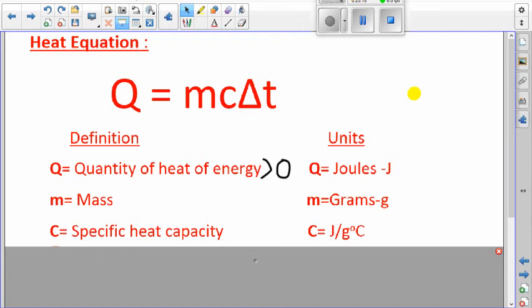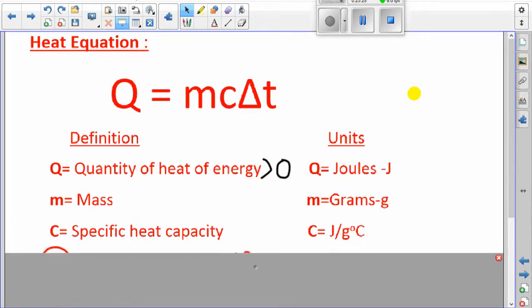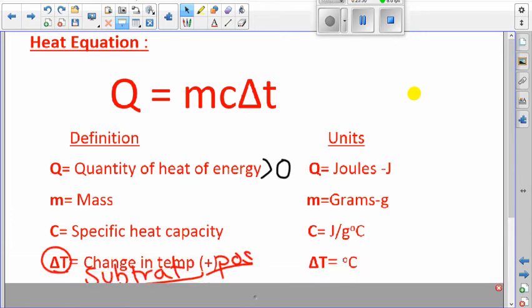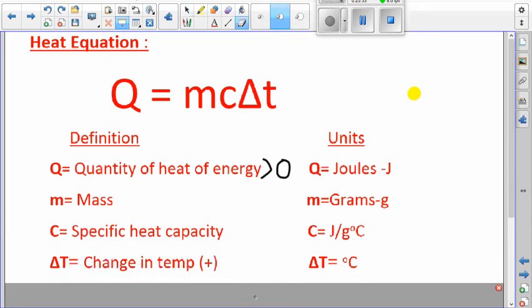And I believe you guys all know what delta T is. What is delta T? Delta means what? Change in temperature. Again, this one should also be positive all the time. I don't care if you subtract the final temp versus the initial, the bigger temp minus smaller. Just make sure this is always a positive number, okay? I don't care about the negative sign. Just tell me how much the temperature has changed overall. So delta T and Q should always be positive numbers.